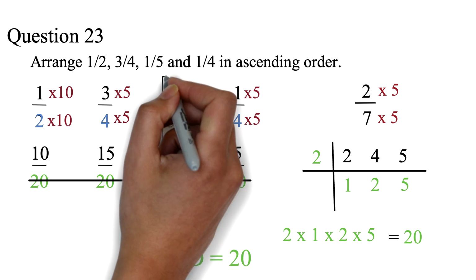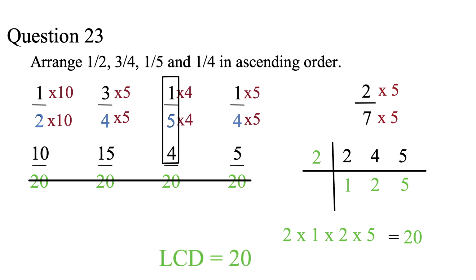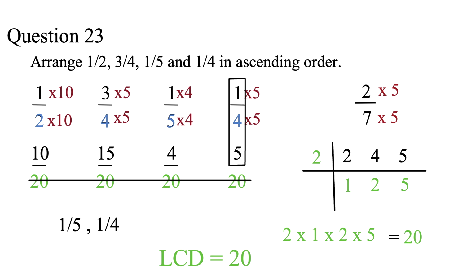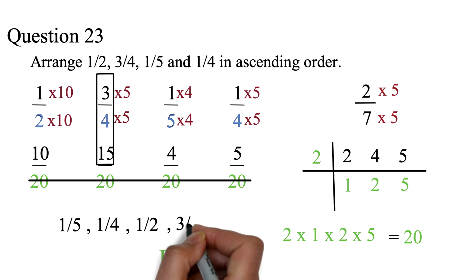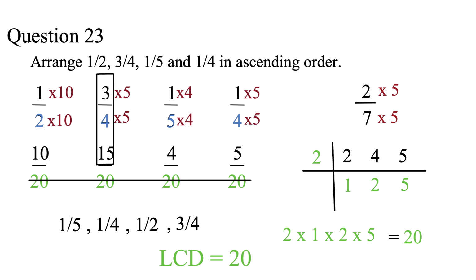So 4 is the smallest numerator. So we have 1 over 5 as the smallest of the fractions. Then we have 5. This means 1 over 4 is the next. Then we have 10. So 1 over 2 is the next. Then finally we have 15. Meaning 3 over 4 is the largest.